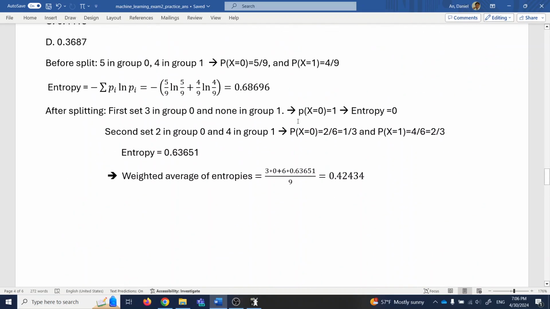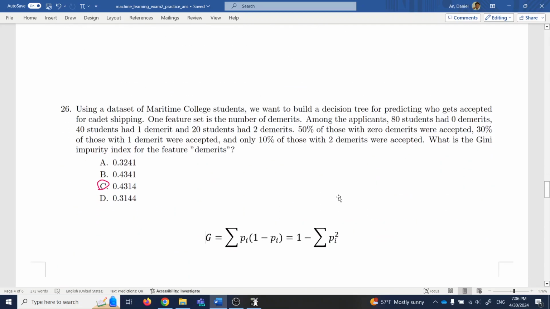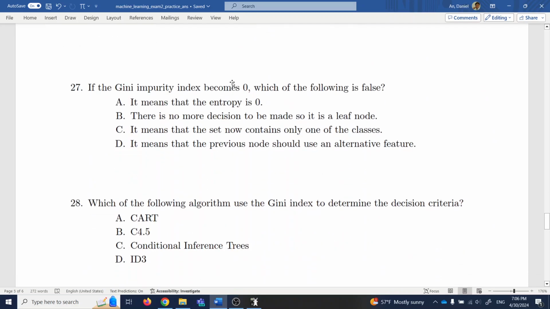But in the previous case, we also saw that if you have only one possibility, entropy is also 0. So in those cases, they both agree. Entropy and Gini impurity index both become 0 if you have a probability which is 1, which means that everything is the same thing in that group. There is no more decision to be made because in a decision tree, you try to make a decision, and if your set only has one outcome, then that becomes the leaf node. You say, if everything is accepted as cadet, then the decision will be this person is accepted for cadetship, something like that, right?